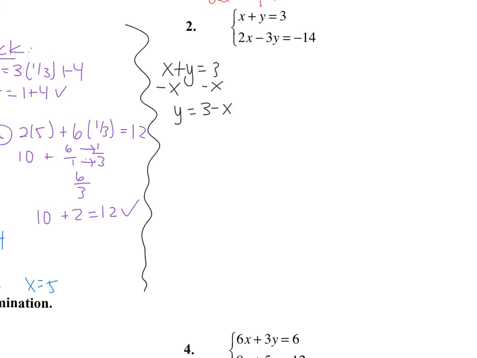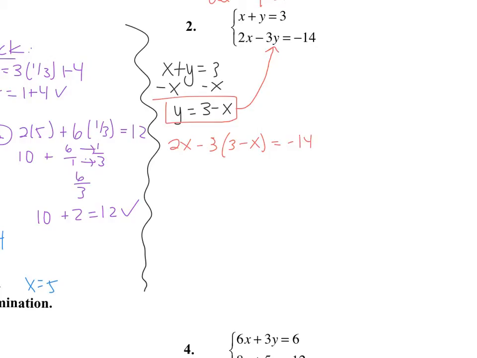Okay, now I'm ready to substitute. Now, this equation right here is from the first equation. So I want to substitute for y in the second equation. So I'm going to have 2x minus 3. Now I'm ready for y. 3 minus x equals negative 14.